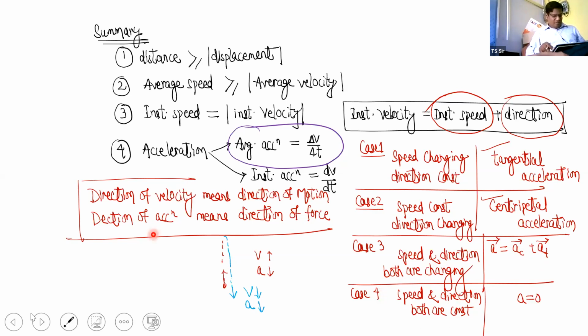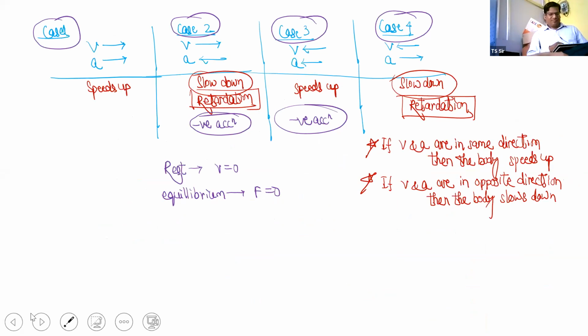Then I mentioned how to know the direction of velocity and acceleration. Direction of velocity means direction of motion. Direction of acceleration means direction of force. Then again I mentioned 4 cases. Sometimes people think if velocity is to the right then acceleration also has to be to the right, and if velocity is to the left then acceleration also has to be to the left. It is not like that, all cases are possible. See here: velocity and acceleration both towards right. Here velocity right, acceleration left. Here velocity and acceleration both towards left, and here velocity left, acceleration right.